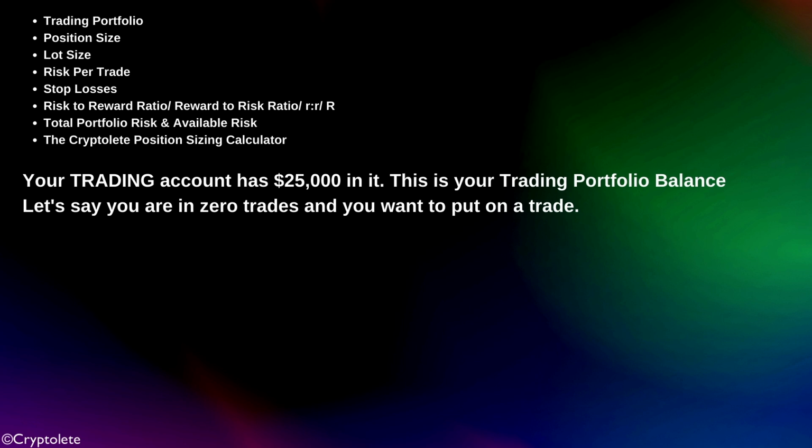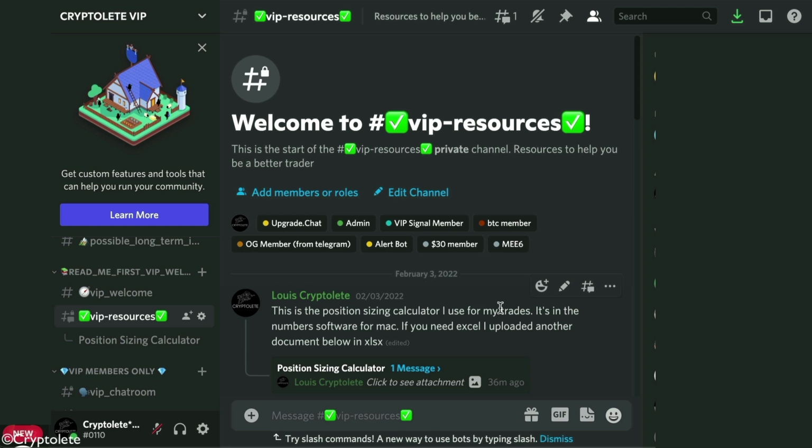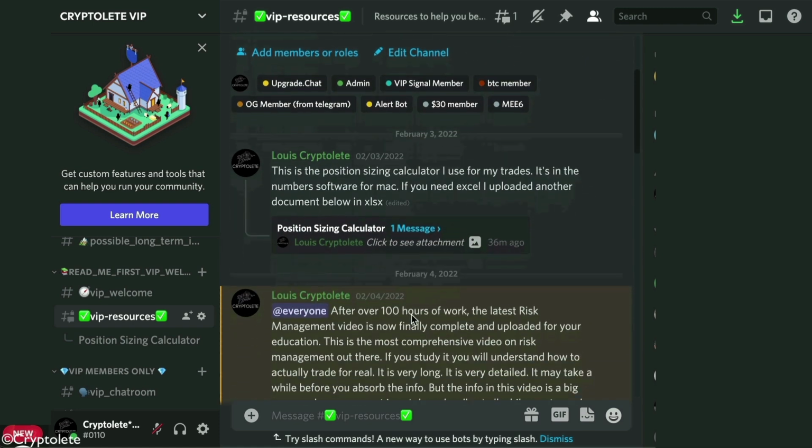the position size. So to calculate your position size, if you remember from video 1, we went over the calculations and we did the calculations on a calculator. And I did say that there were calculators available for you online. And I also mentioned that in the Crypto Elite VIP Discord group, there is a trading calculator for you available for free.